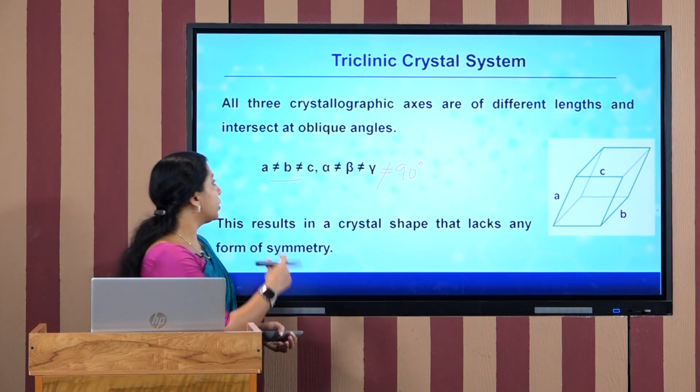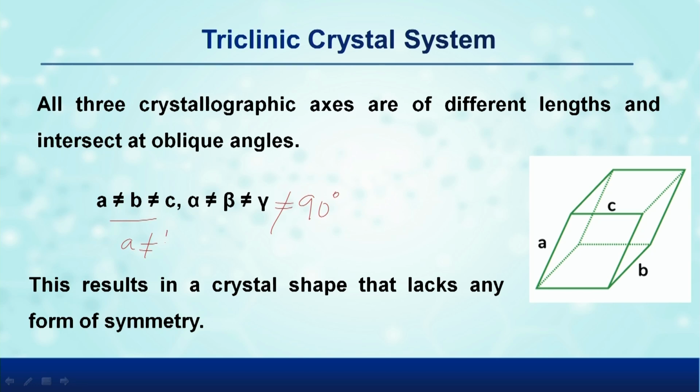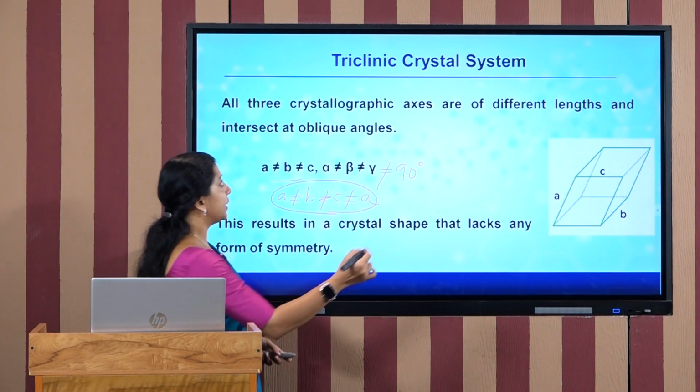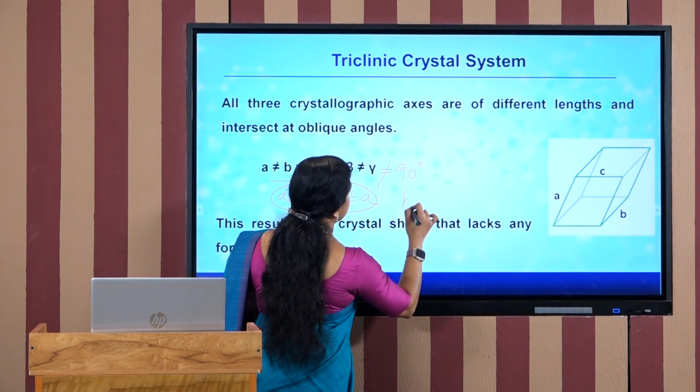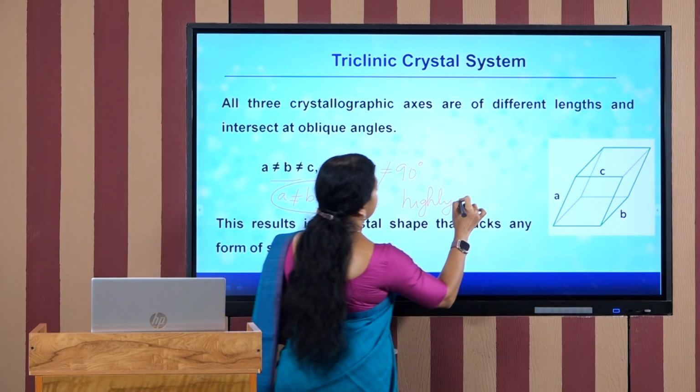So, in more convenient way, we can also represent it as A not equal to B not equal to C not equal to A. So, this actually demonstrates the complete inequality of the 3 sides. So, this results in a crystal shape that lacks any form of symmetry, or we may say that the triclinic system is highly unsymmetrical.